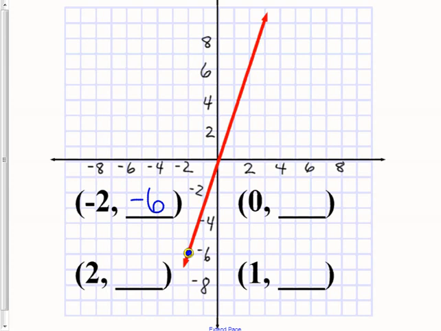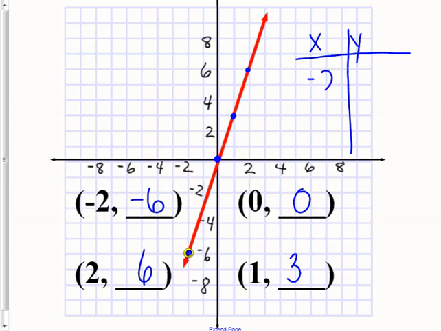Now if x is positive 2, here's where x equals positive 2. Do I have to go up or down to be on the line? I got to go up. I can only go up and down. I can't go side to side. I have to go up to positive 6. So 2, 6. If x is 0, here's 0 on the x-axis, and guess what? We're on the line. We don't have to go anywhere, so we're at 0, 0. If x is 1, then y is going to be 3. And if I wanted to, I could see if I could come up with my function table, or rather with the equation that creates that table.